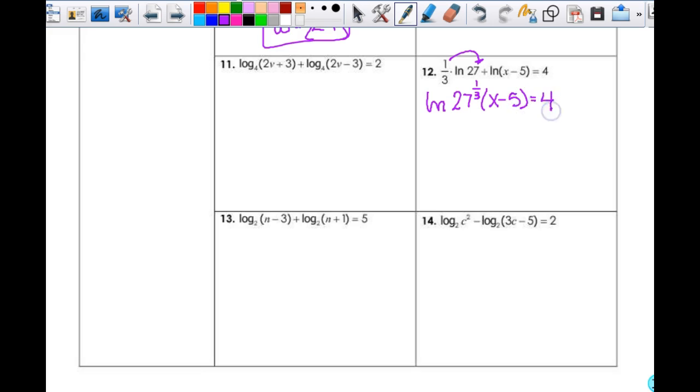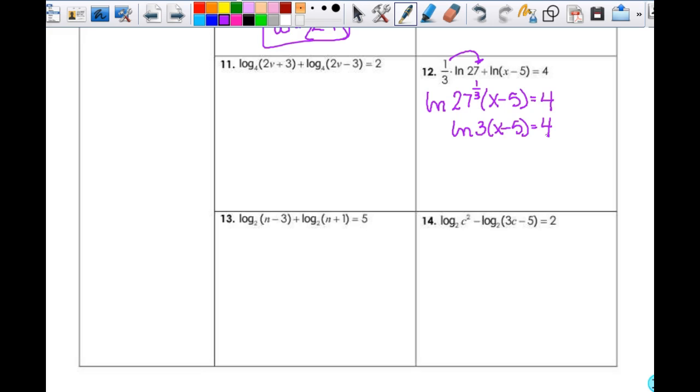So this is going to be the natural log of 27 to the 1/3 power times x minus 5 equals 4. So you see how I put the exponent on there and multiplied them in one step? Are you okay with that? Stop me if I lost you somewhere. So what is 27 to the 1/3 power? 3. So this is the natural log of 3 times x minus 5 equals 4. Yeah, that makes a little bit more sense there, but I didn't want to jump to that step and lose you.